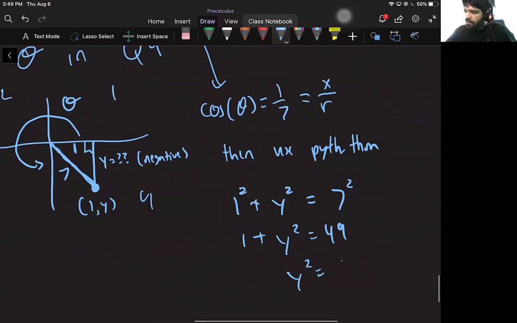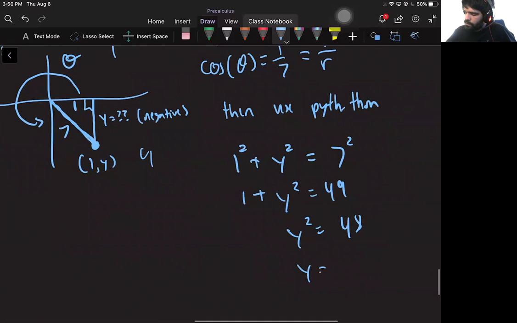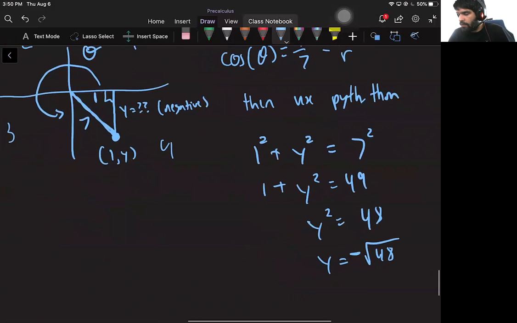So this time it's not going to be such a nice number. It doesn't always have to be like it was before. Then I square root both sides. And this time, because I know it's going down, I know that the square root needs to be the negative. So that is my y coordinate.